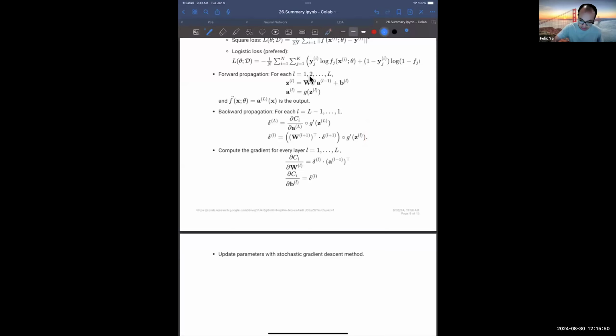So everything here is implemented from scratch. The reason this is called forward propagation is because l goes from 1 to the capital L, which is from left to right. So this is called forward. And the reason it's called backward propagation is that it starts with L minus 1, L minus 2, and continues until we get to 1. So this is actually calculated from right to left. That's why this is called backward propagation.